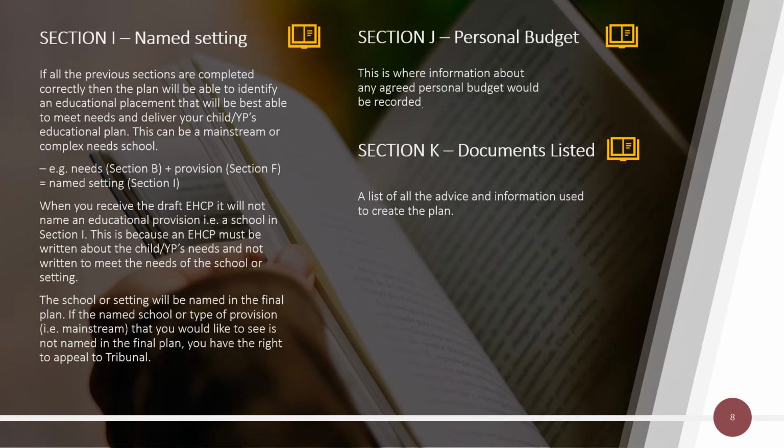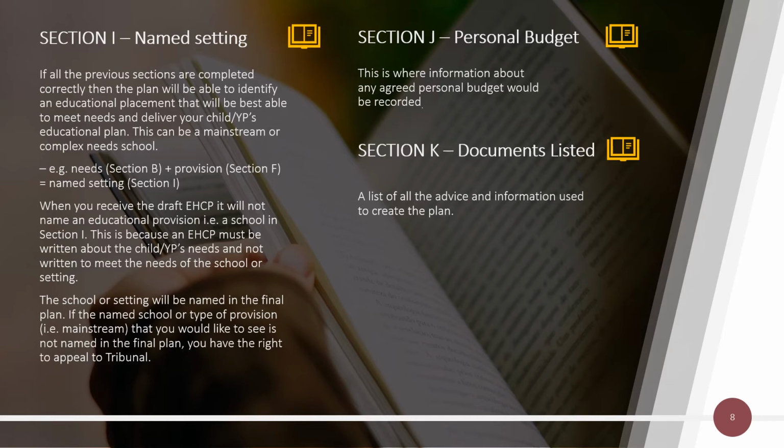Section I. The named setting. If all the previous sections are completed correctly, then the plan will be able to identify an educational placement that will be best able to meet the needs and deliver your child or young person's educational plan. This can be a mainstream or complex needs school. For example, needs, section B, plus provision, section F, equals the named setting, section I.